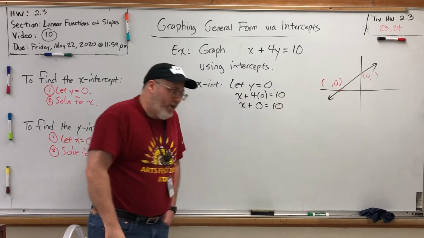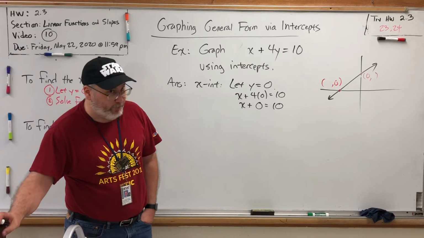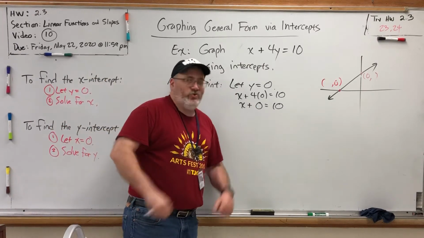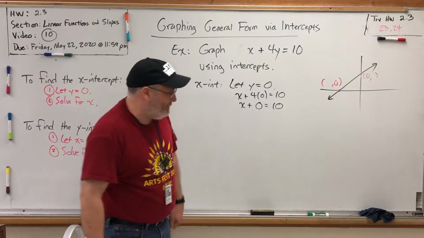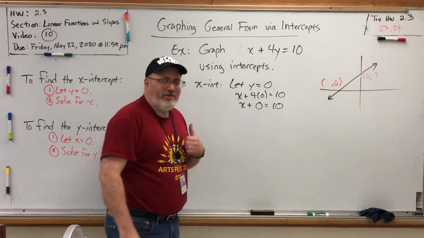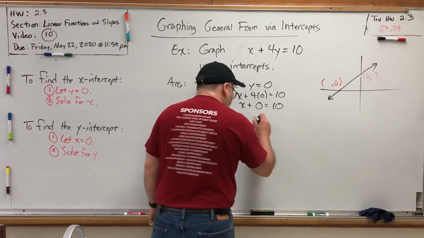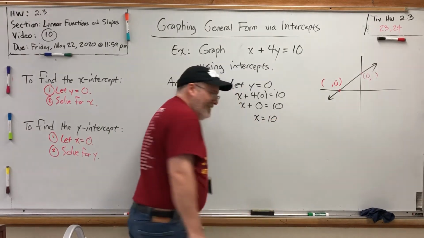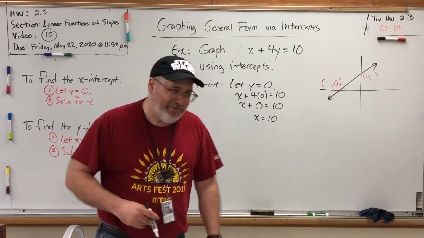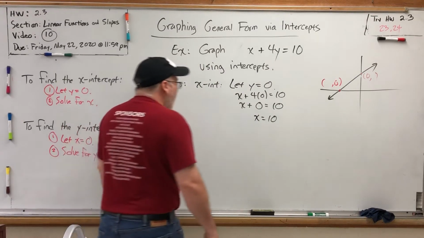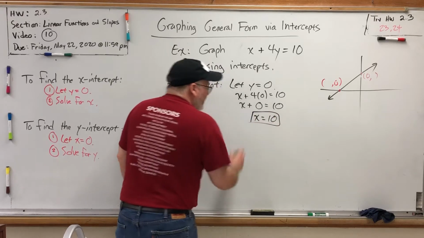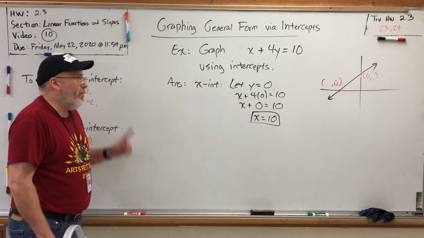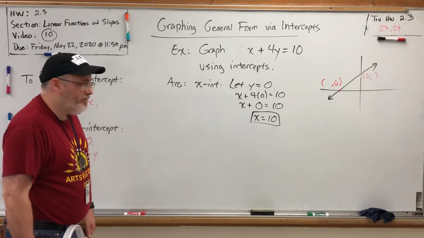And if you really want to subtract 0 from both sides to cancel the 0, be my guest. But adding 0 to something doesn't change it. X plus 0 is just x. I see that on papers and I kind of giggle when I see it. They subtracted 0. Oh look, our x-intercept is 10. That means when I go to sketch this graph, I will go to 10 on the x-axis, put a dot.